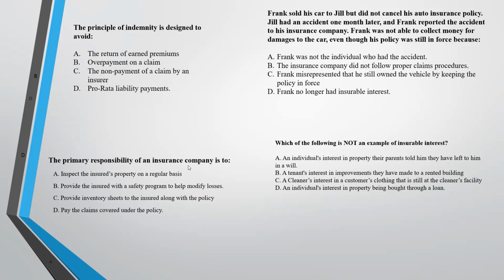The primary responsibility of an insurance company is to... As you're reading through these, some of these may sound like they could be the right answer. With these, you want to pick the most concrete, the most undeniable answer. D. Yep, D. And this is exactly why the exam is tricky, because B sounds like it could be right? Provide the insured with a safety program to help modify losses. Inspect the insured's property on a regular basis. That's part of what the insurance company can do. Provide inventory sheets to the insured along with the policy. All those things sound like they could be correct, but it's asking what is the primary responsibility.